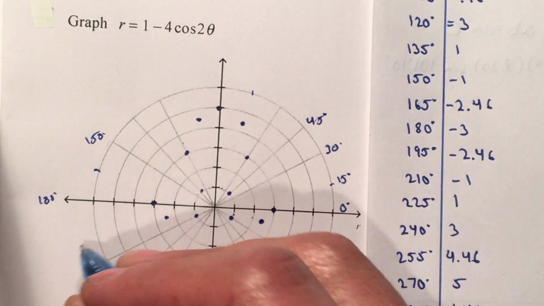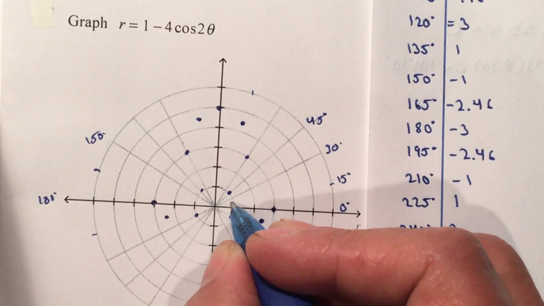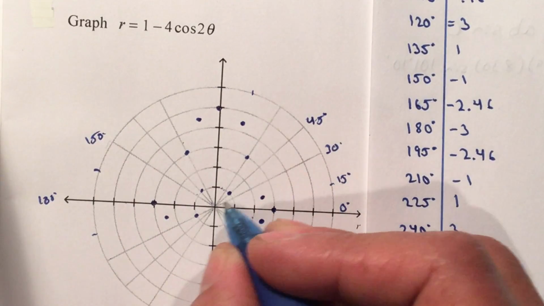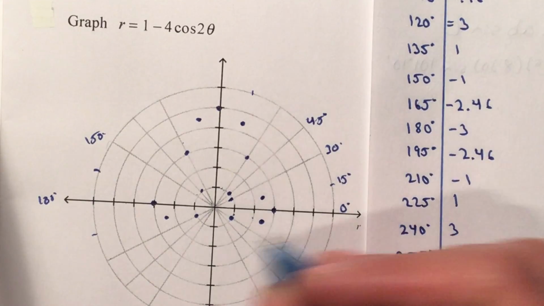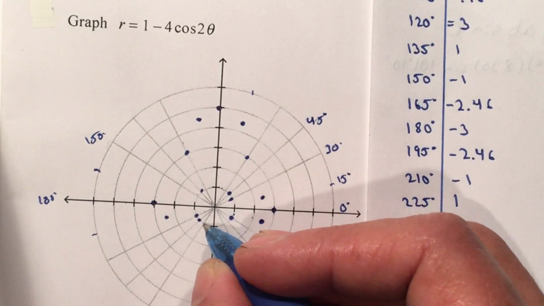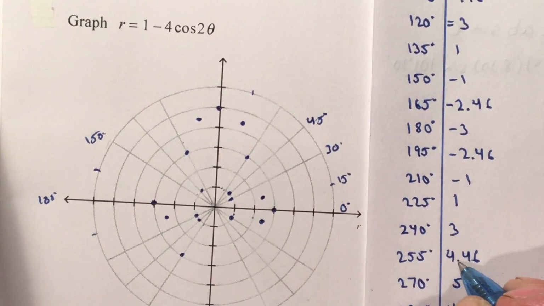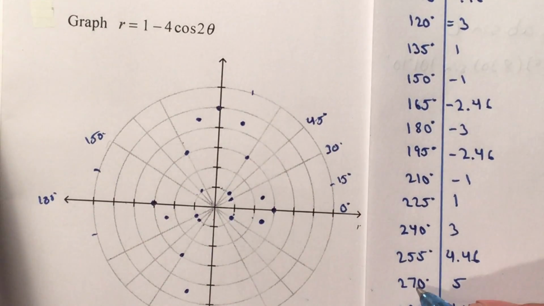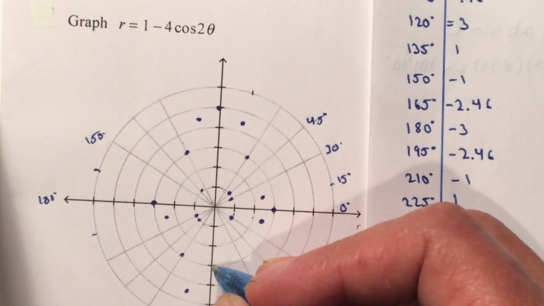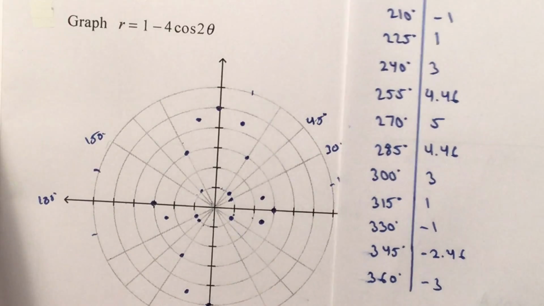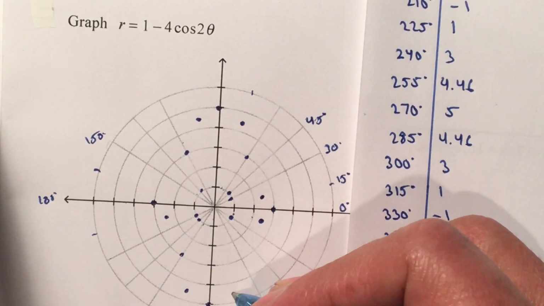195 is negative, so I'm going to go the opposite, 2.46. 210 will be negative 1. 225 will be positive 1. 240 is 3. 255 is 4.46. 270 is 5. 285 is 4.46.